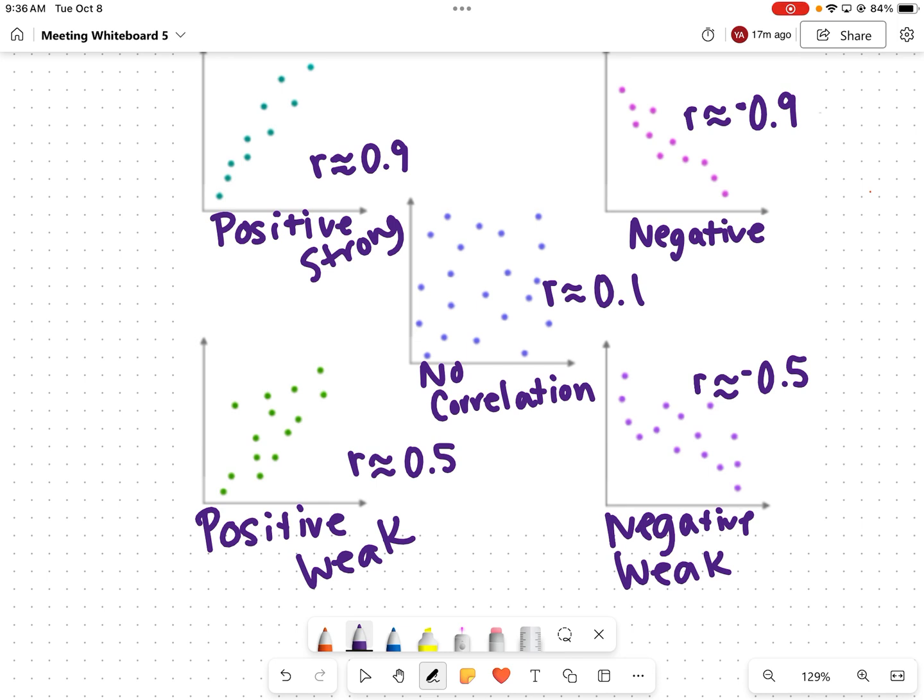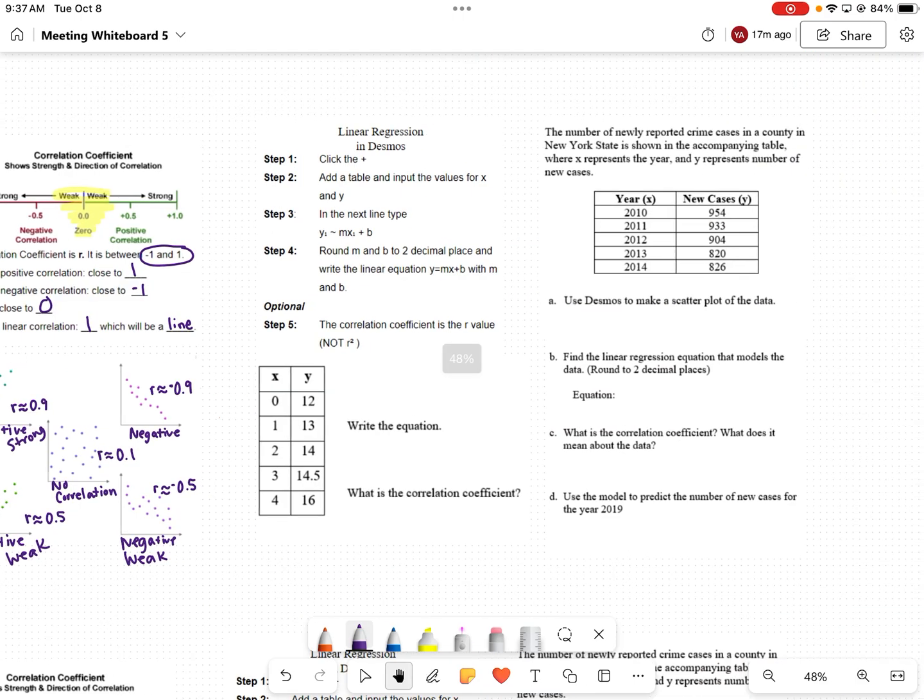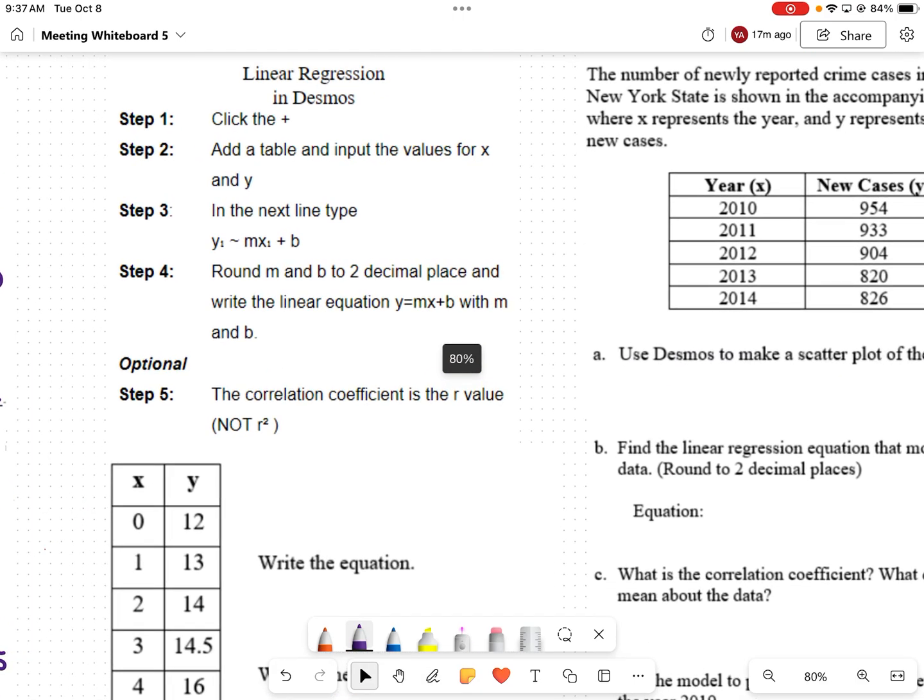Some of you have already been using linear regression in the calculator, where you go to stat, edit, put in x, y, then you go to calculate, linear regression. Raise your hand if you've done that. Okay. If you haven't, that's okay. We are going to do this on Desmos. It's actually a little bit easier on Desmos. So here are our instructions.